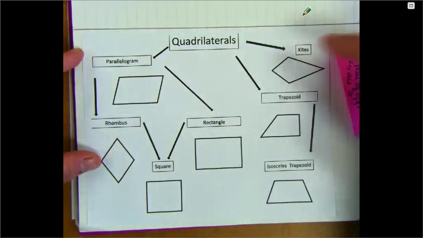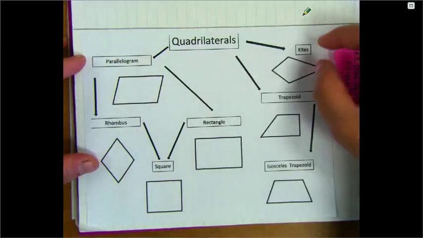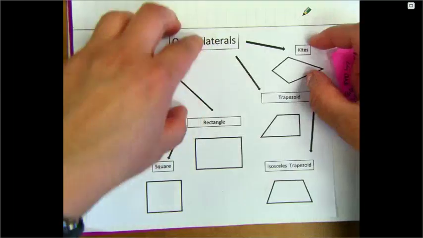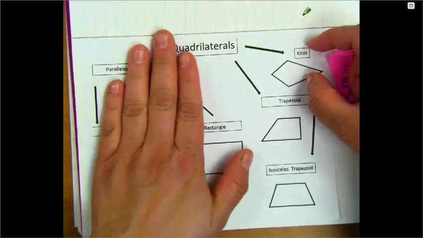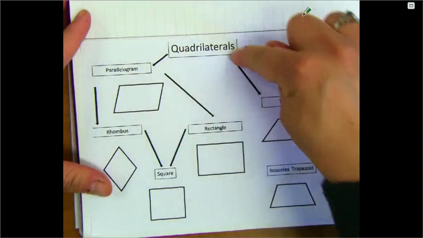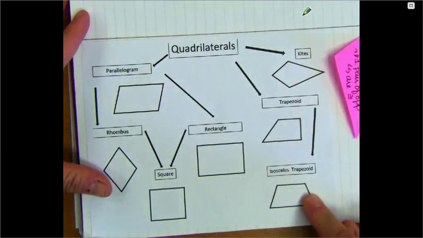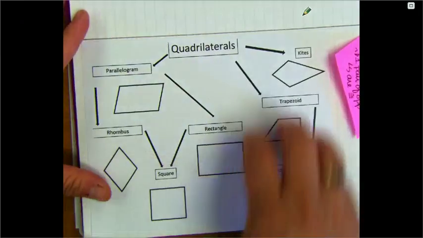Now, if I look here, I see a kite. A kite is completely all by itself. It does not have anything to do with a parallelogram over here in this umbrella. When I look here, I see trapezoid. Underneath trapezoid, I then see isosceles trapezoid. Got it? Do you see how the flowchart works?